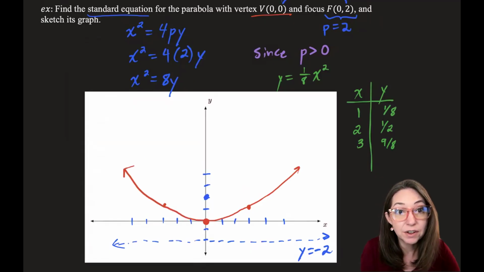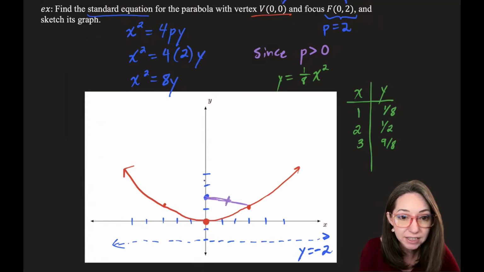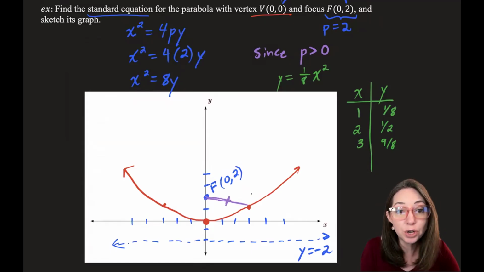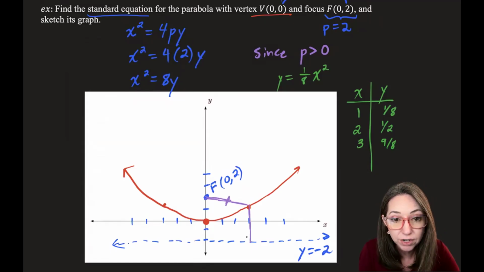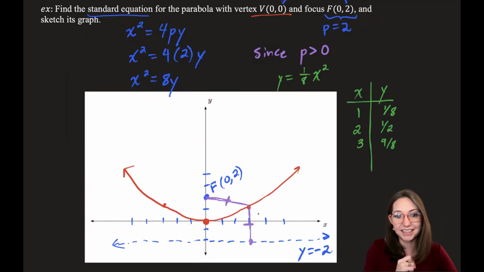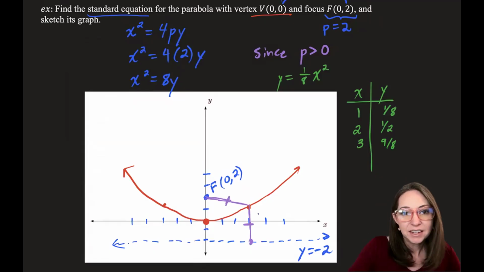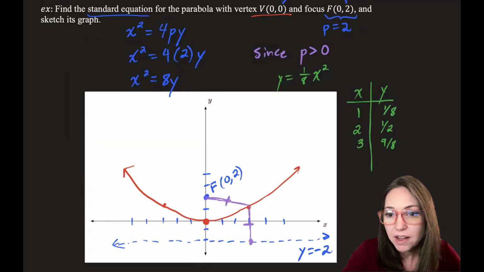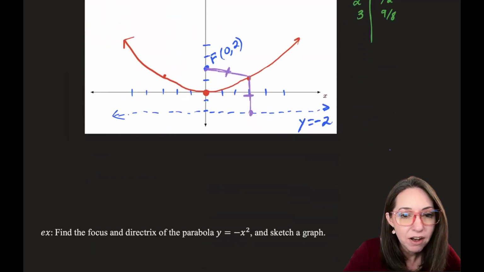Okay, and just to review the geometric definition here: any point on that parabola is equidistant from that focus, which is at (0, 2), and the directrix straight down here. Those two purple lines I just drew are equidistant. All right, let's do one more example of a parabola here.